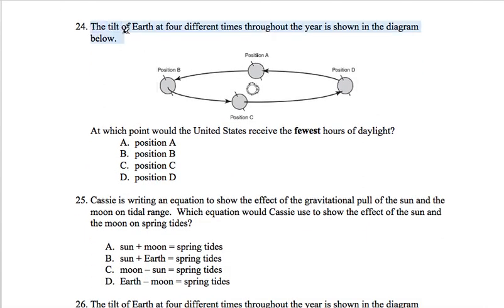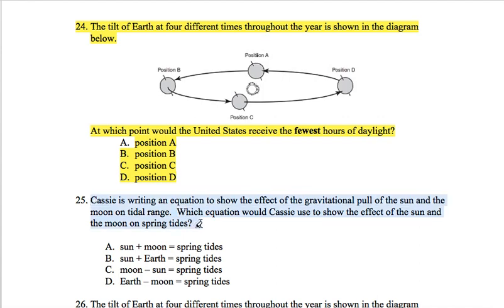Number 24. The tilt of Earth at 4 different times throughout the year is shown in the diagram below. At which point would the United States receive the fewest hours of daylight? A. Position A. B. Position B. C. Position C. Or D. Position D. So again, at which position would it receive the fewest hours of daylight?